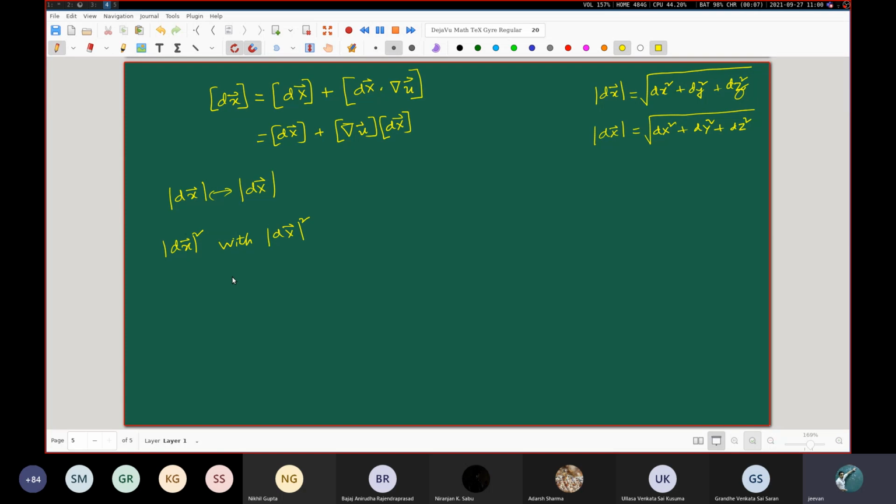Sorry? Can we make one more simplification, sir? We can write this dx vector as identity matrix into dX. So we can condense that as I plus del u vector, I mean, nabla u vector. You want to write like this, right? Yeah, that can be done. That can absolutely be done. No problem. But we won't need that.